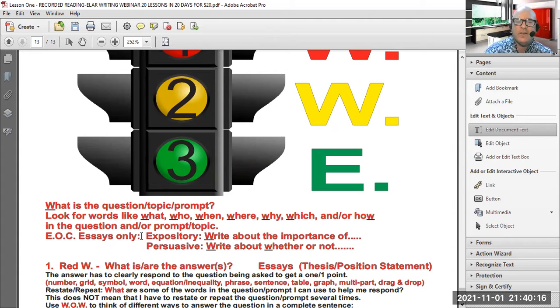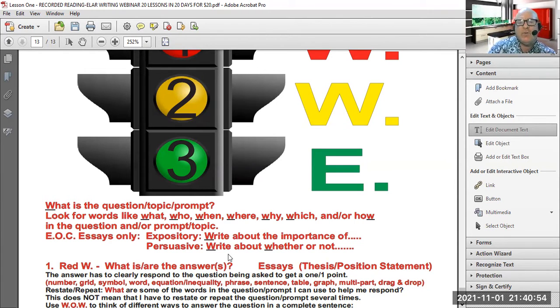In end of course essays only, they're going to start with the keyword write. In section 3, there'll be a read section, section 1, a think section, section 2, and they'll brainstorm ideas. And then the write section will be the third section for you end of course students. It'll either be write about the importance of something, or persuasive is often write about whether or not.